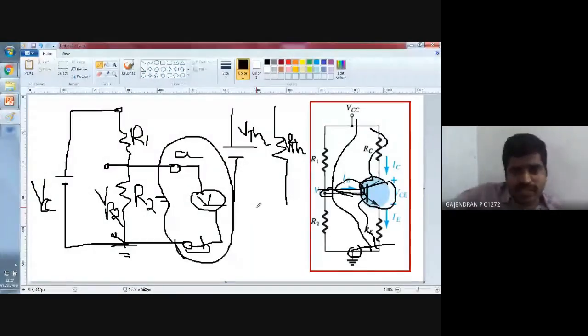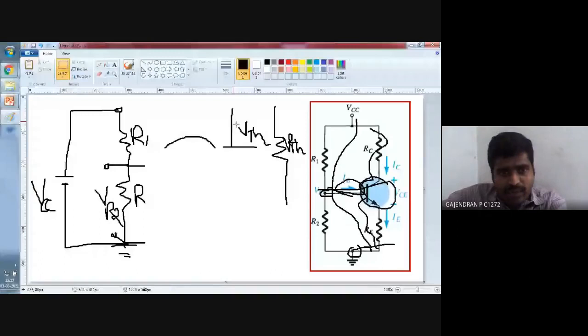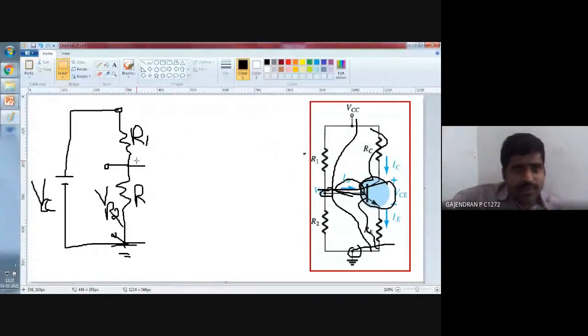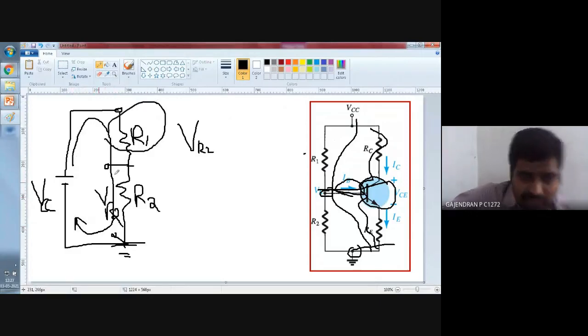Now you can tell by yourself. What is VTH? Any clue, sir? The voltage drop across this resistor, VR2. What is the voltage drop across VR2? This is the current through the circuit. A current flows through this. There will be a drop here and a drop here. Correct, sir? Yes, sir. What is the current first of all?